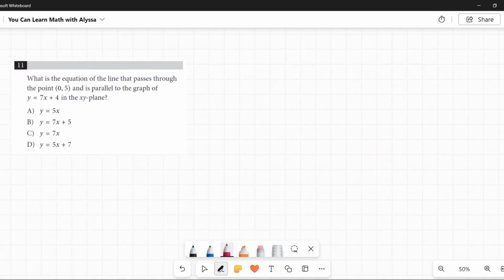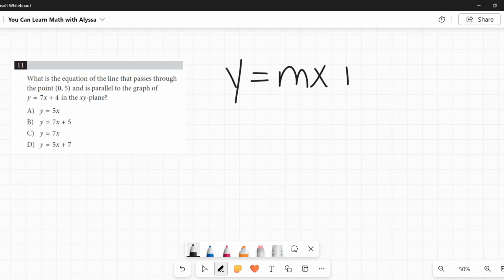Number 11. What is the equation of the line that passes through the point 0, 5 and is parallel to the graph of y equals 7x plus 4 in the xy plane? They're testing your knowledge of the slope-intercept equation of a line. And they're also testing that you know the relationship of parallel lines. Perpendicular lines is something they also test on you. So I'm just going to show you both of them real quick.